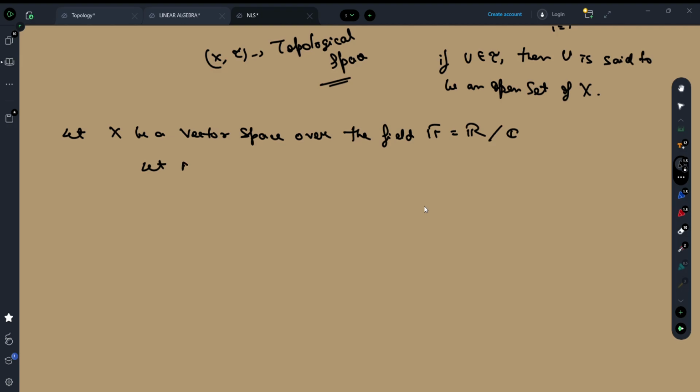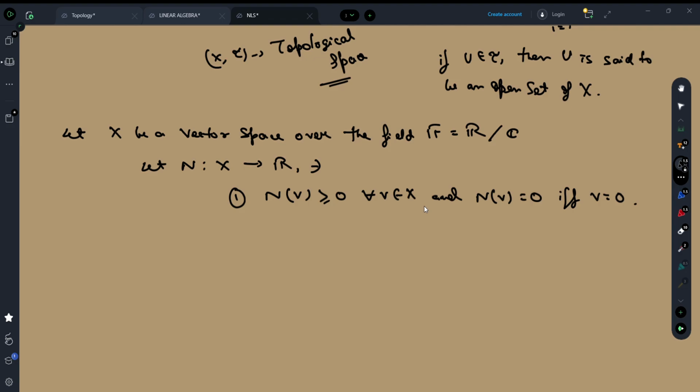Let n be a function from X to R, such that this function obeys certain properties. Number one, the image of every element from X, or I can use the term vector now, is non-negative. So n(v) is greater than or equal to 0 for all vectors, and the image should be 0 if and only if the vector itself is 0. This is the first property.